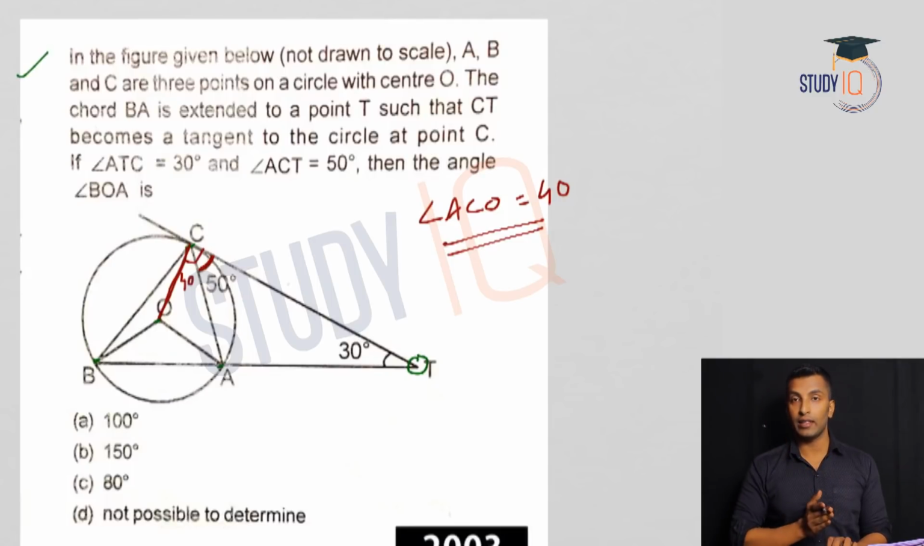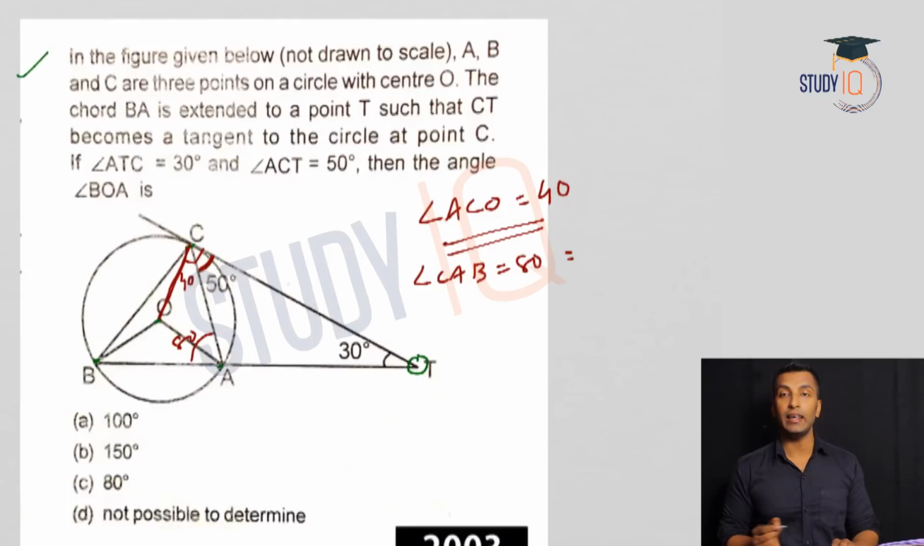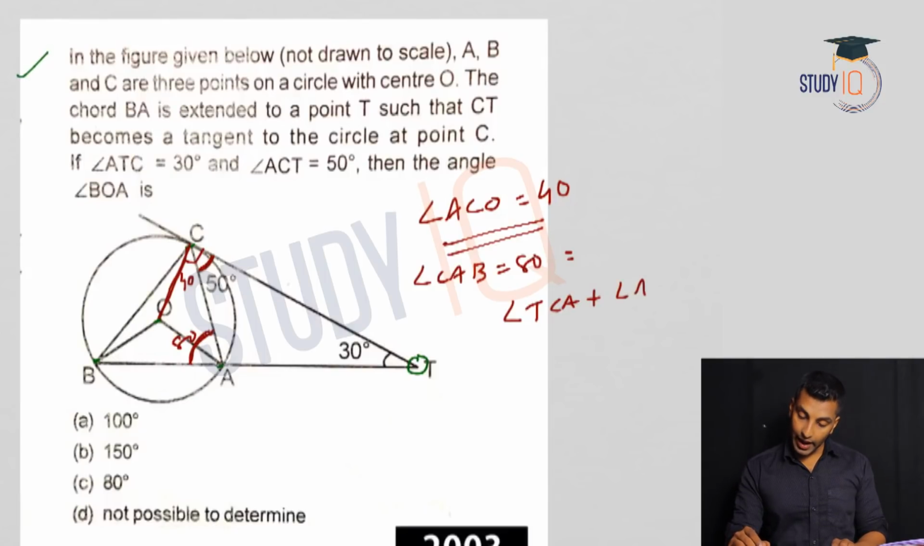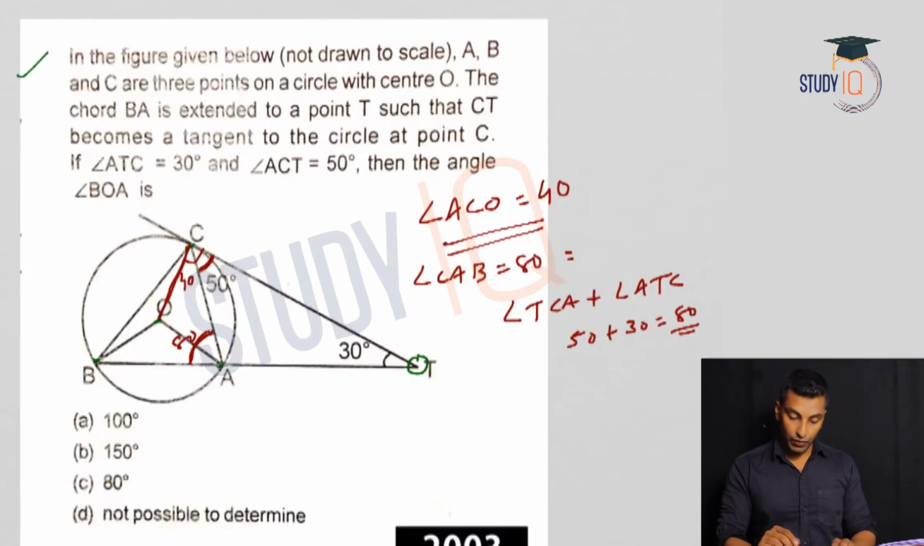I hope you understood this. We just join the radius to the tangent, or the point where the tangent touched on the circle. So we just join, so we'll get 90 degree. Out of that ACT is 50, so we get ACO as 40. Now it is clear that this angle CAB is going to be 80. Why is it 80? Angle CAB is actually angle TCA plus angle ATC. So 50 plus 30, which is equal to 80. So we got this angle.